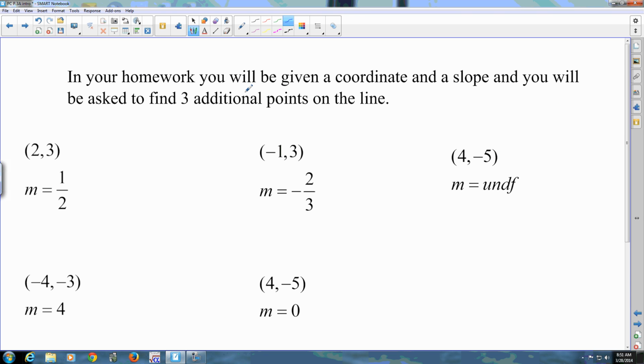All right, in your homework you'll be given a coordinate and the slope. So a coordinate and a slope, and you'll be asked to find 3 additional points on the line. You're just going to use the basic definition of slope, rise over run.